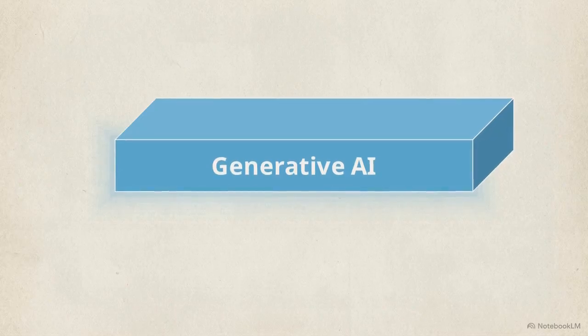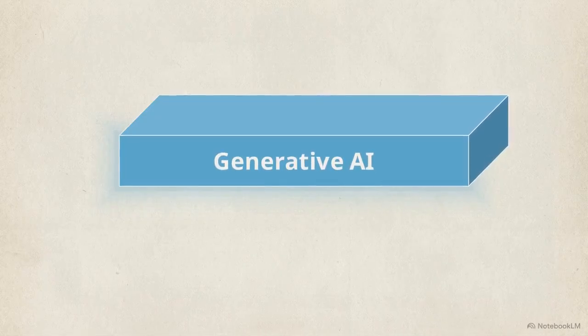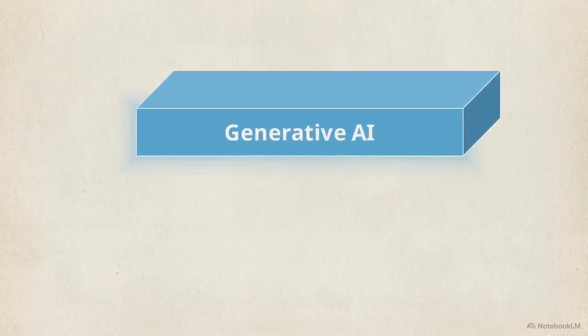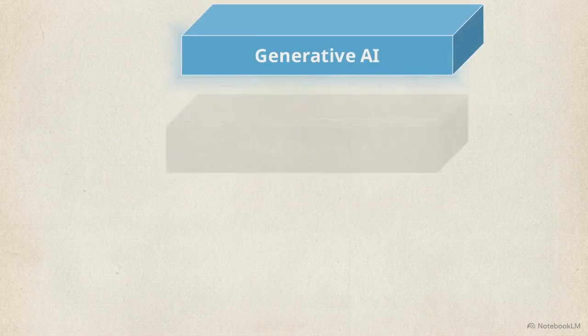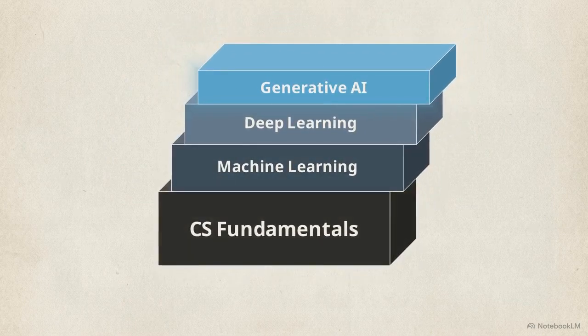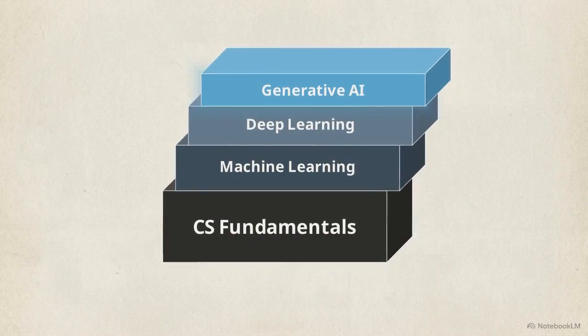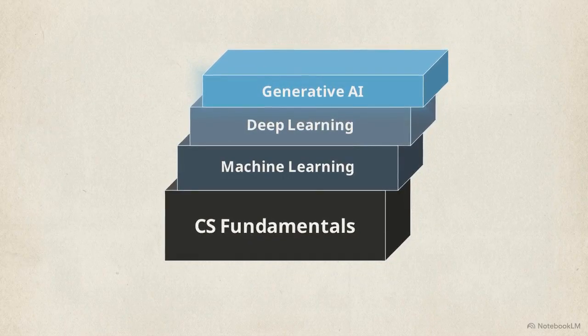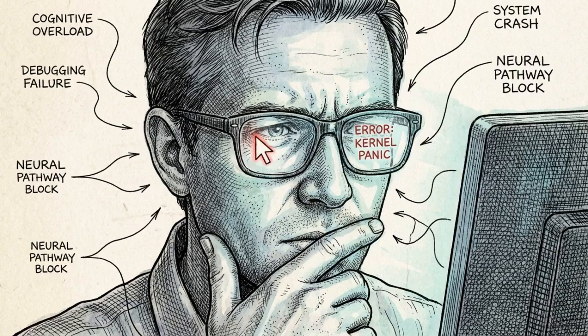But treating this interface as the entirety of AI is a massive liability. That generative layer is just the surface. Beneath it sits a four-tiered infrastructure: deep learning, then machine learning, and at the bedrock, pure computer science fundamentals. If you only know how to operate at that top generative layer, you will quickly hit a hard boundary.